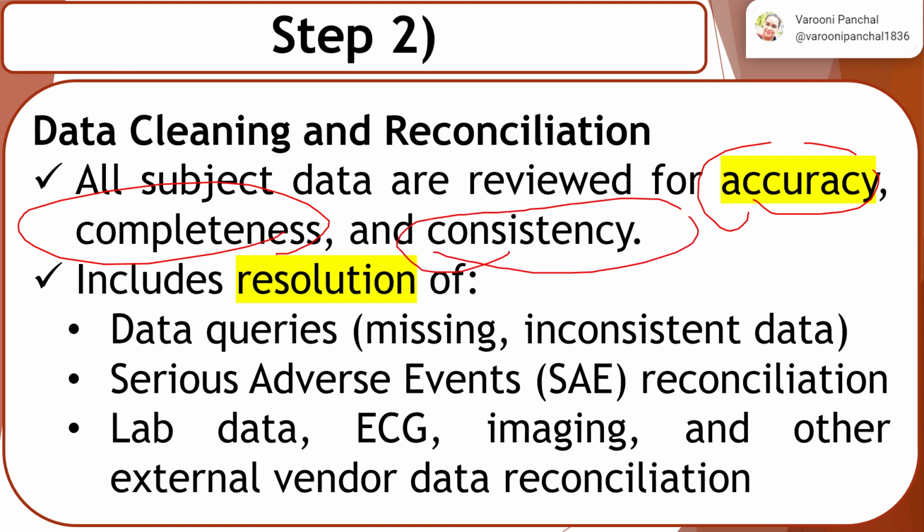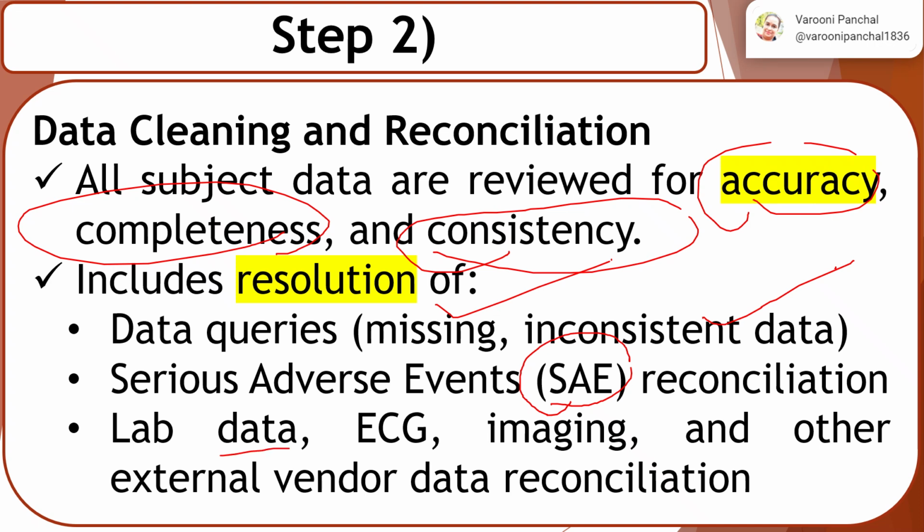Now you should also include the resolution of any missing cases or inconsistent data, and if there are any SAE, serious adverse events, you need to reconcile them. Also if there are any death events that have occurred in that specific clinical trial or in any therapeutic area, it needs to be informed to the concerned ethics committee that this particular subject has died due to so and so reason within 24 hours. So all these procedures need to be completed.